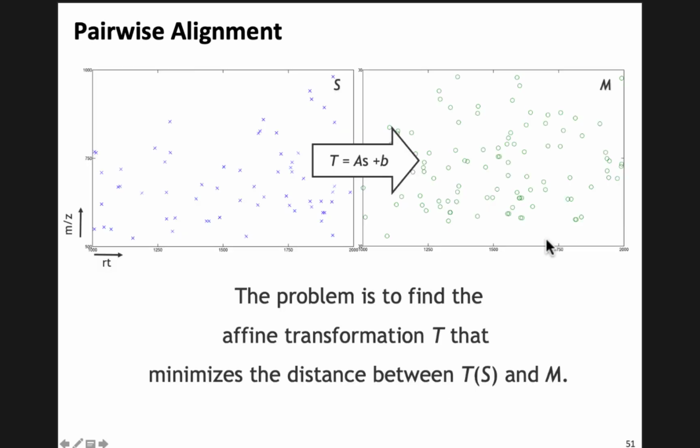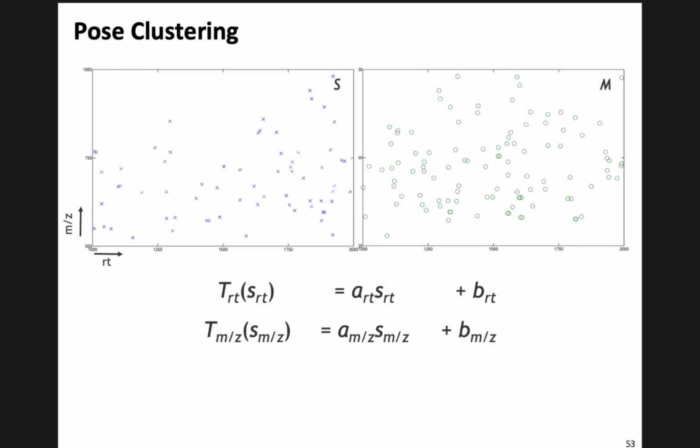So how can we do this pairwise alignment? The problem really is to find an affine transformation that takes the features from one map and minimizes the distance of these transformed features to the features in the second map. That's a very straightforward optimization problem. We can formulate that as an optimization problem, but there's a much faster way to do this. So what you can do is you can apply so-called post-clustering.